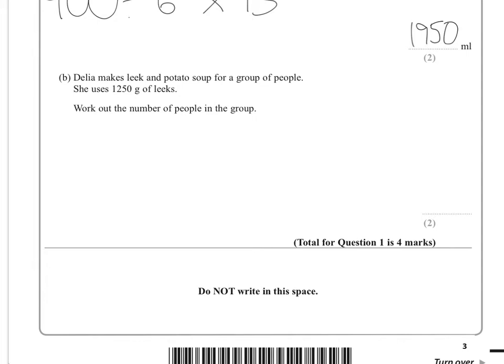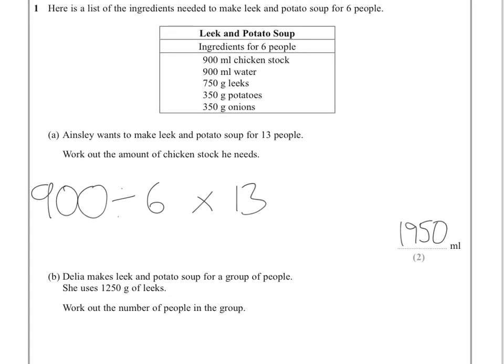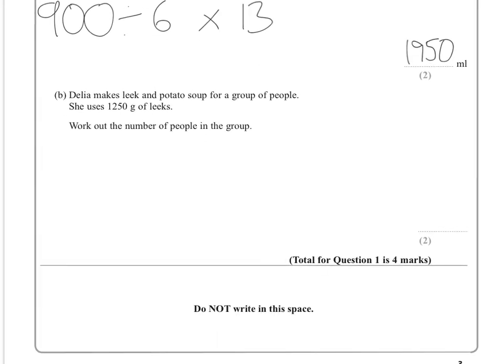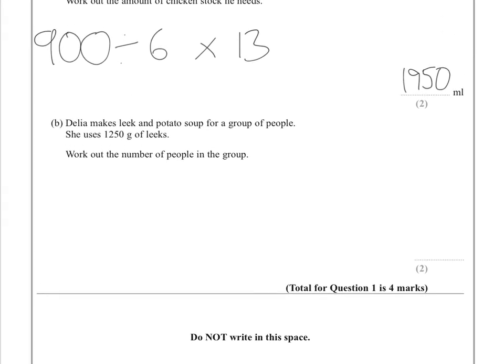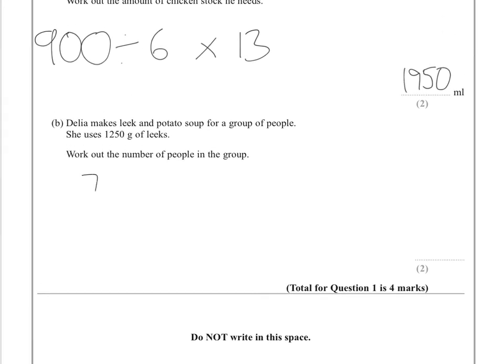Delia makes leek and potato soup for a group of people. She uses 1,250 grams of leeks. Work out the number of people in the group. Well, the recipe says that for 6 people we need 750 grams of leeks. So using a similar equation to before, 750 grams divided by 6, so that's the amount needed for one person, times by A, the number of people Delia is cooking for, equals 1,250.